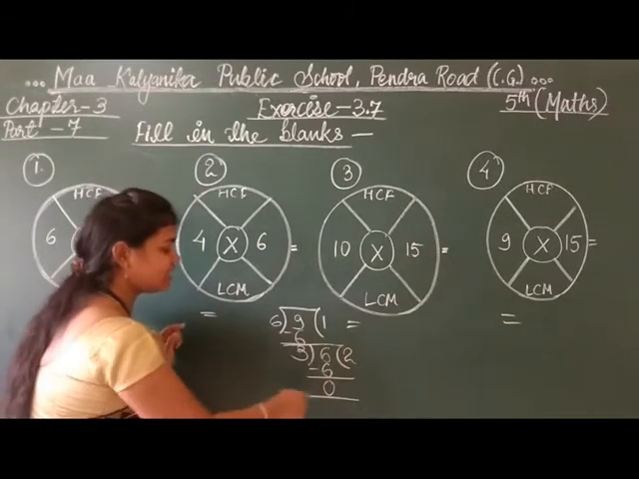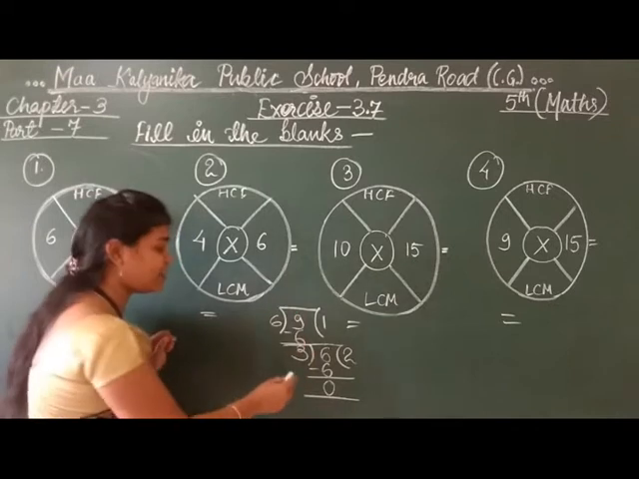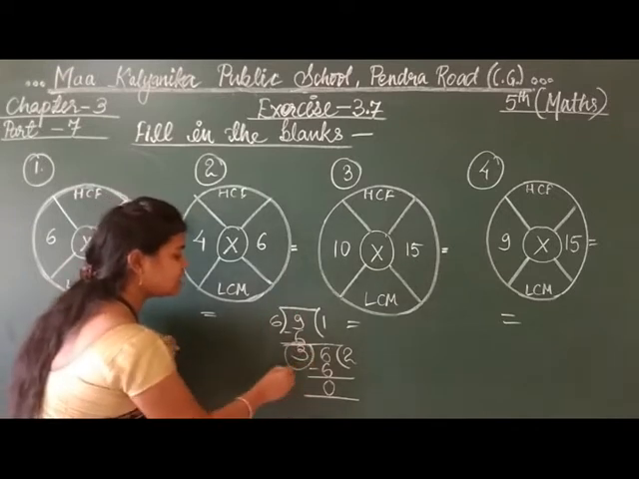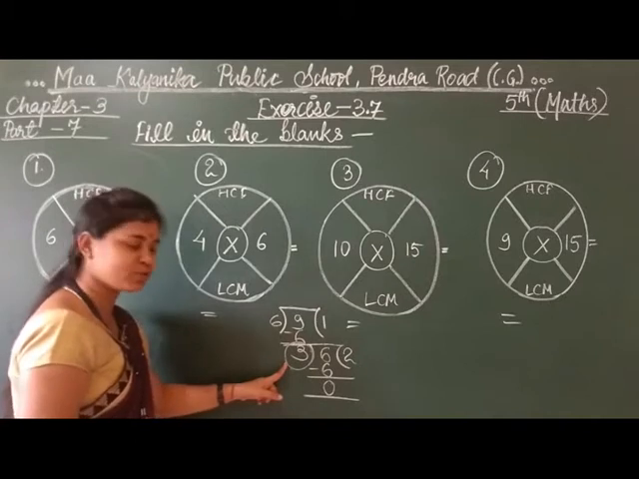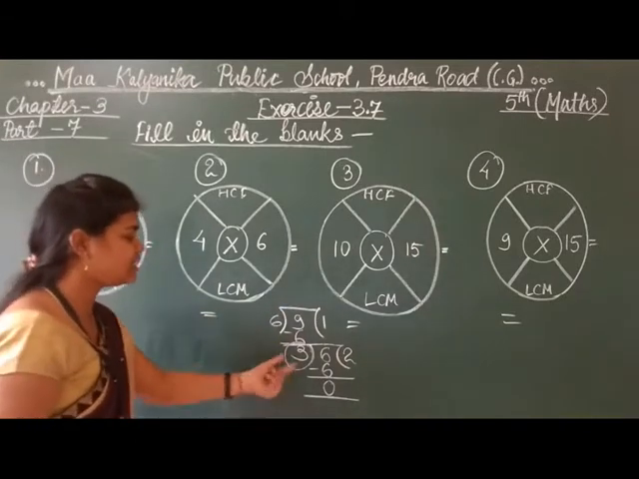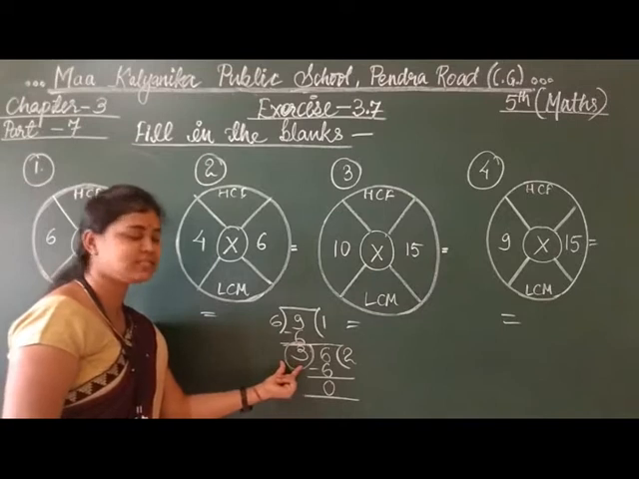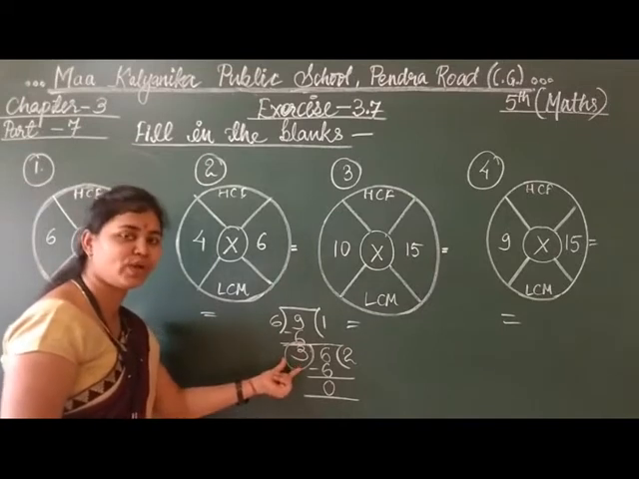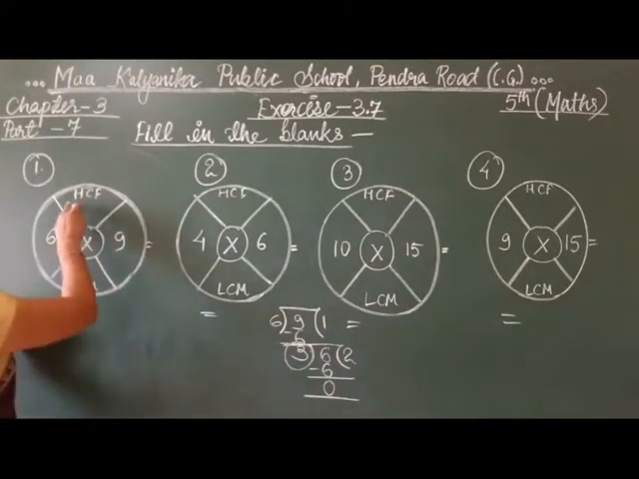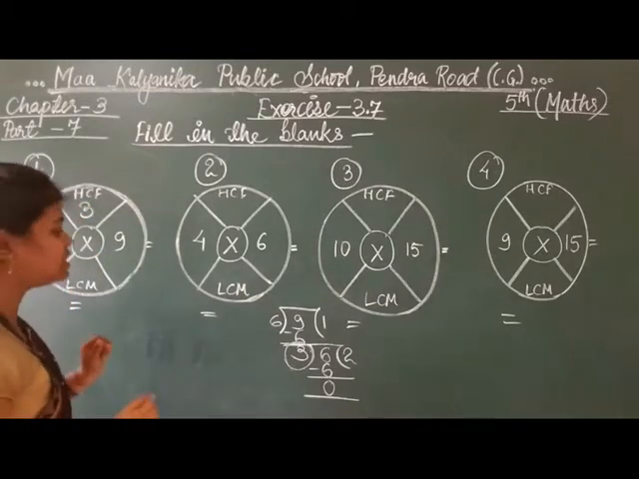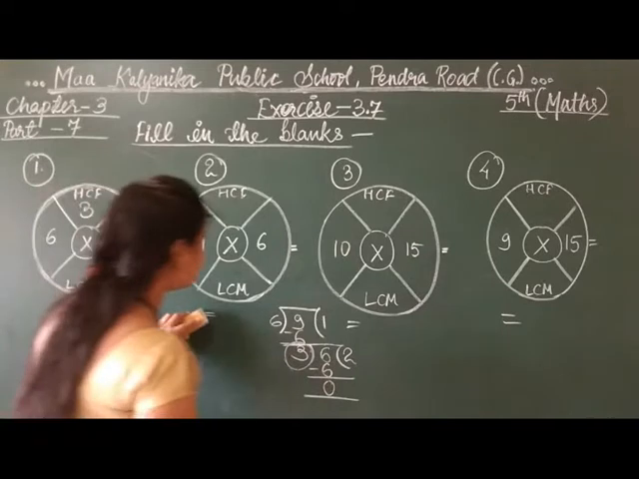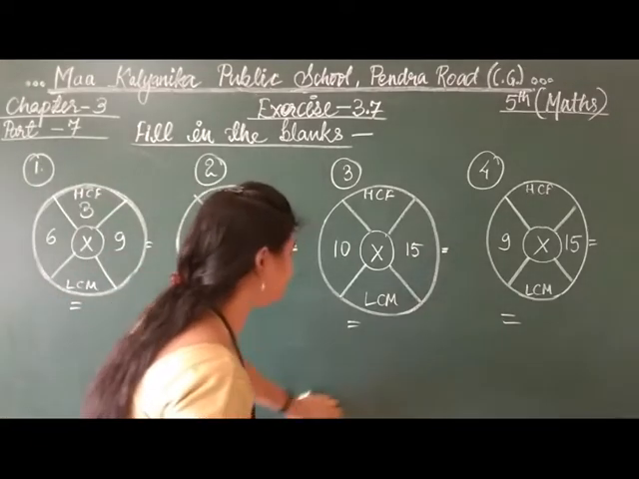After receiving 0 as the remainder, the last divisor will be the HCF of the given numbers. Okay, so here 6 and 9 are the numbers, and the last divisor is 3. So 3 is the HCF. So the HCF I am writing here is 3. Okay students, now after finding the HCF we will find the LCM.